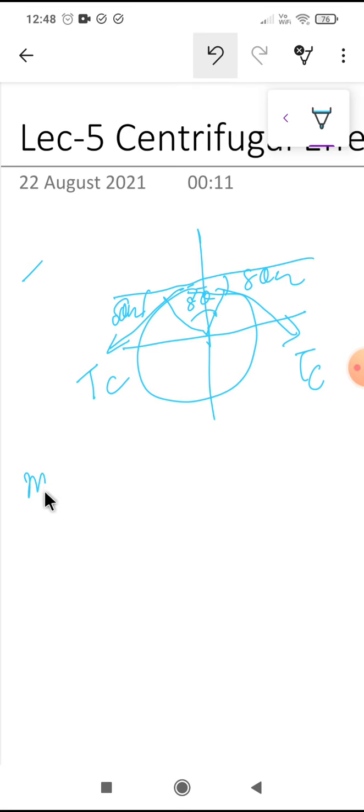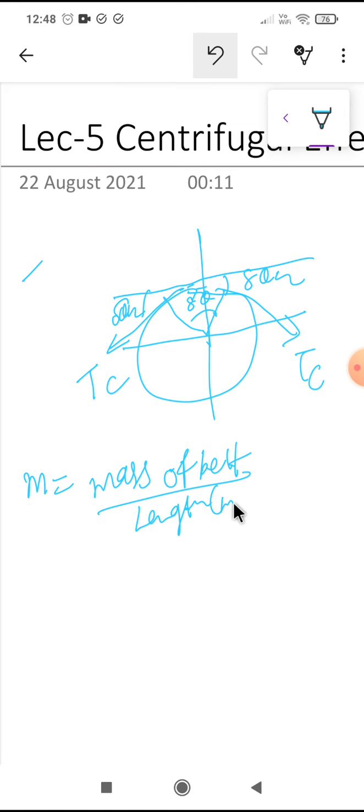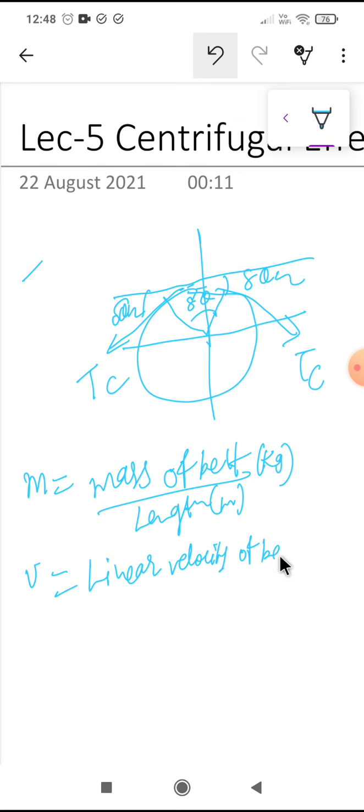So suppose m is equal to mass of belt per meter length, that is mass of belt per meter length, with length in meters and mass in kg. So the unit will be kg per meter. V is equal to the linear velocity of the belt, so you can call it meter per second as a unit.